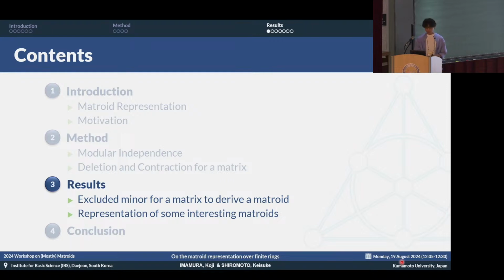Now we are ready to introduce our results. We determine the excluded minors for a matrix over Z4 to derive a matroid. Also, we will give some representations of some interesting matroids.